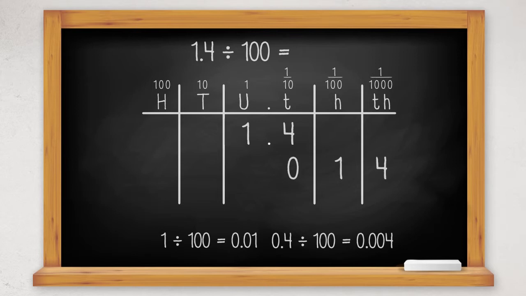To make sure that the 4 stays in the thousandths column and the 1 stays in the hundredths column, we write a 0 in the space in the tenths column. After writing the decimal point, we usually write a 0 in the units column as well to make it clearer. So the answer to 1.4 divided by 100 is 0.014.